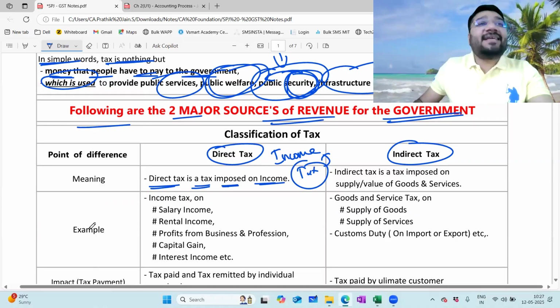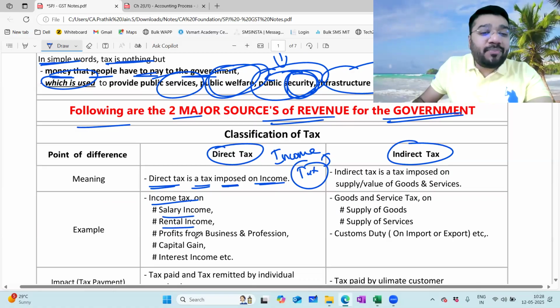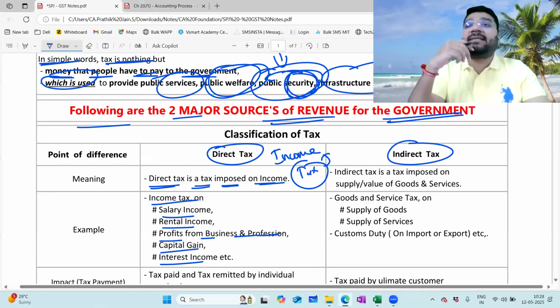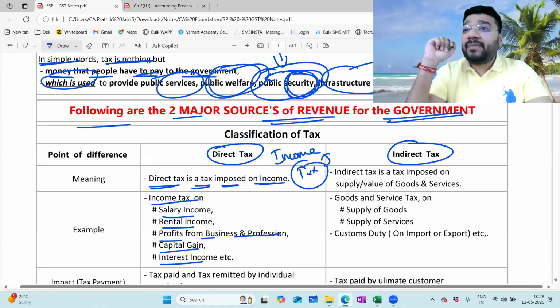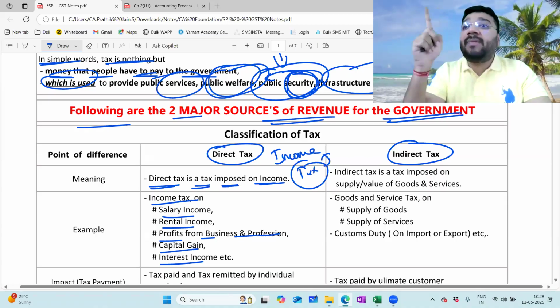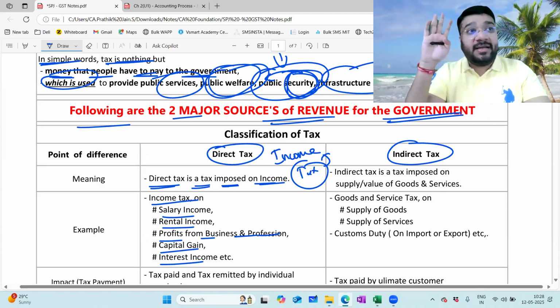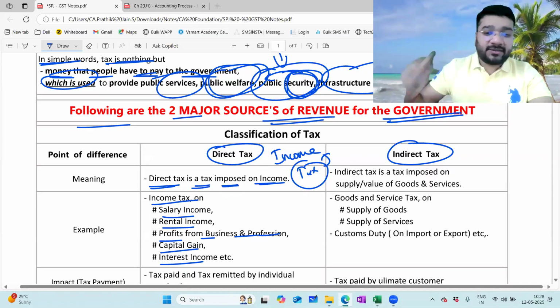Now, example, income tax on what? Salary income, rental income, profits from business and profession, capital gain, interest income. Now, one by one. Income tax is a topic which you will study extensively in your CA Intermediate. CA Inter Group 1 Paper 3 comprises two tax subjects, 50 marks income tax and 50 marks GST. So you'll be studying the different heads of income in income tax.